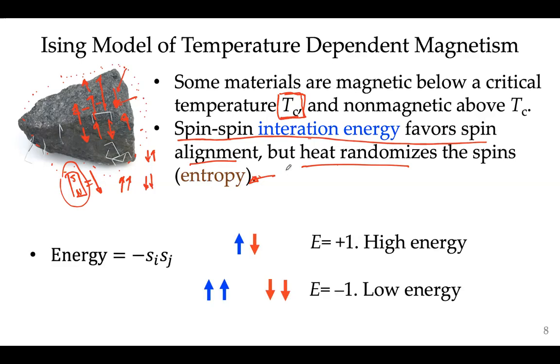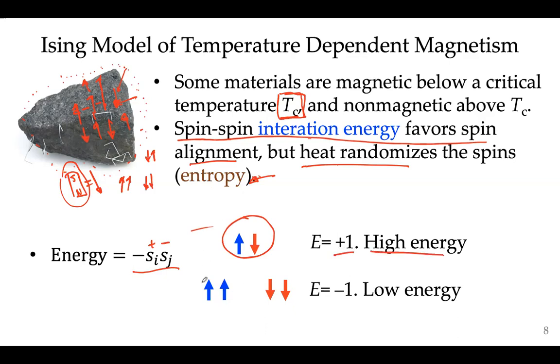So what is the formula for energy? If you take two spins, the energy is basically negative spin 1 times spin 2. Let's look at this situation: one spin up, one spin down. One spin is up, it's plus. One spin is down, it's negative. So negative times positive times negative, it makes positive. So the energy is +1. It's high energy.